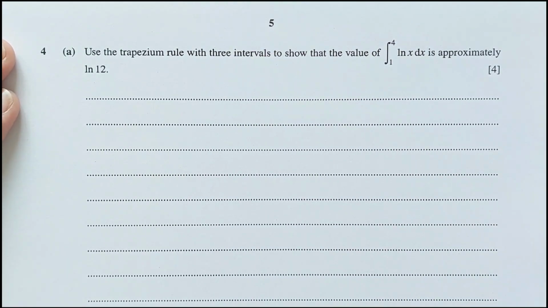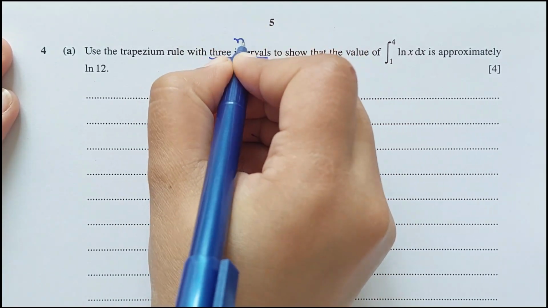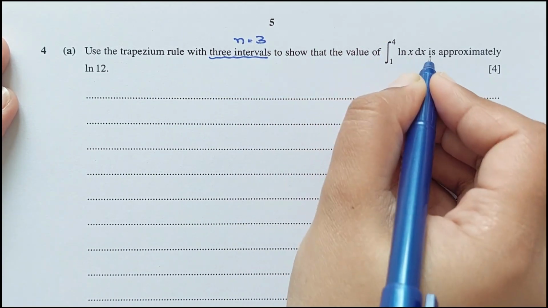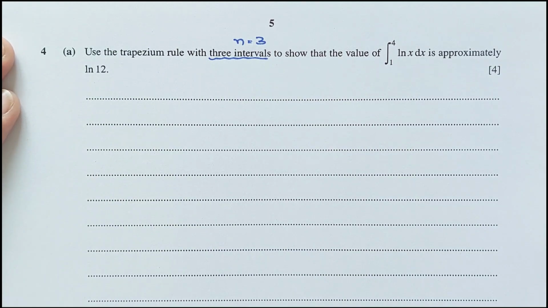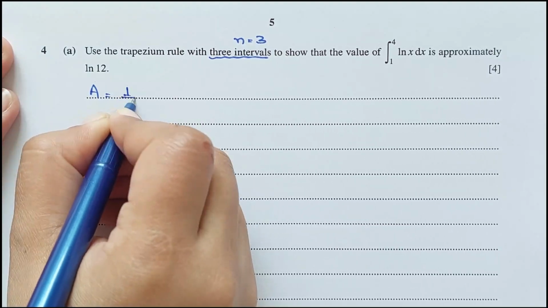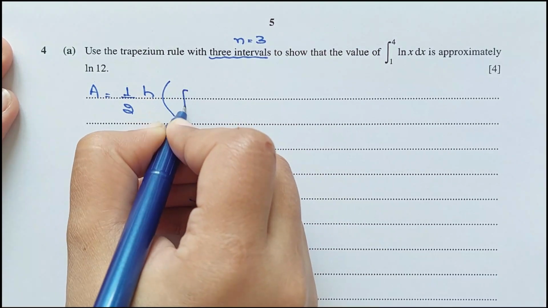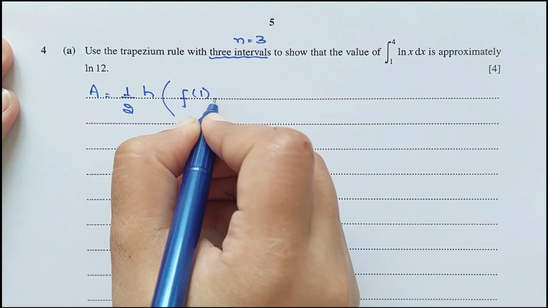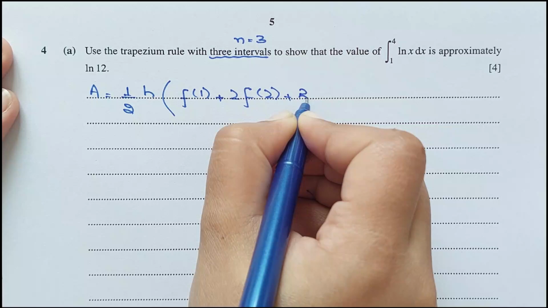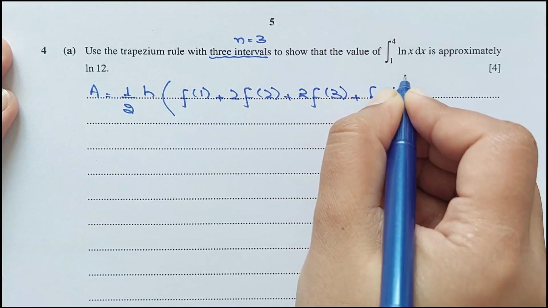Now question number 4, part A. Use the trapezium rule with 3 intervals, n = 3, to show that the value of the integral from 1 to 4 of ln x dx is approximately ln of 12. So the formula for the trapezium rule is A = half times h, right? The function value at 1, because starting from 1, plus 2 times the function value at 2, plus 2 times the function value at 3, plus the function value at 4, right?